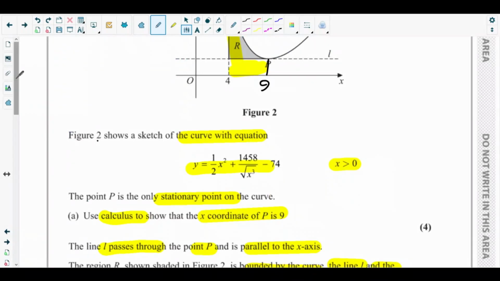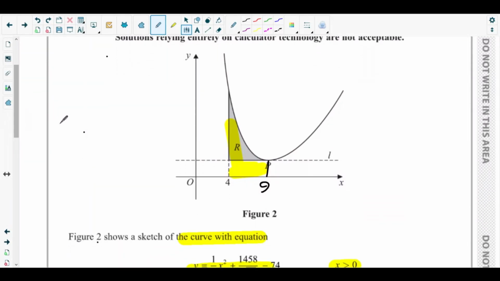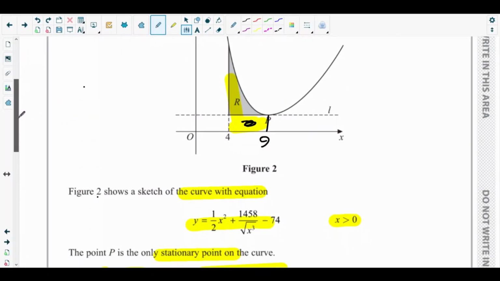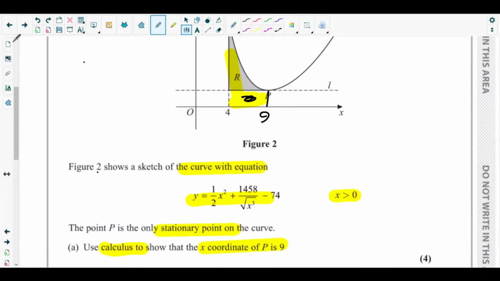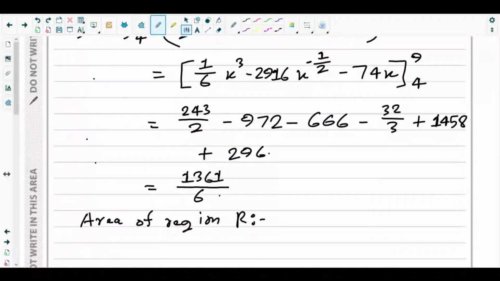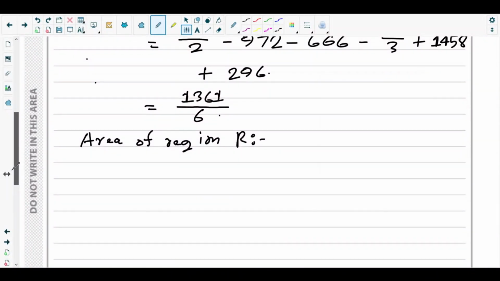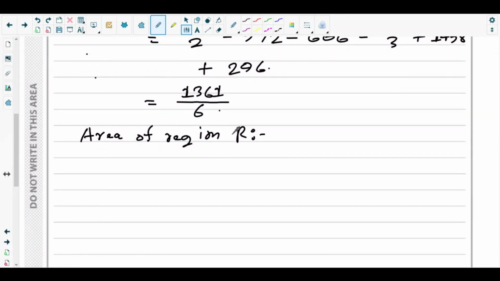the area under the curve minus the area of this rectangle. So do we know the area of this rectangle? We know the length. What about the height? Height would be the y coordinate of point P. Do we know the y coordinate of point P? It's unknown. Okay. So put x equals to 9. Okay. So area of region R.